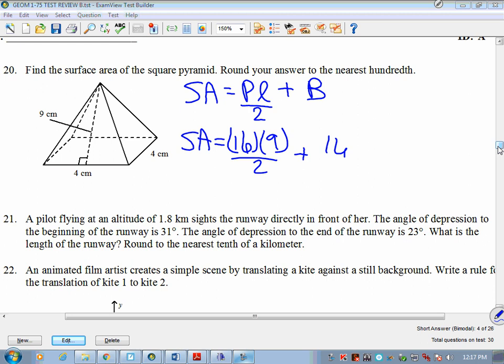Did I do something wrong? No. Well, 16 times 9 is 144, divided by 2 is 72, plus 16. I get 88. And I want to make sure that that's right. 88 centimeters squared.